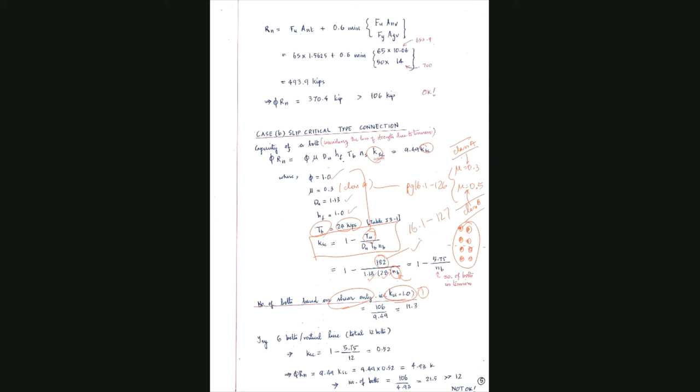So the number of bolts can thus be calculated using this equation, which is basically dividing the shear VU over the capacity of the slip critical type of connection, VRN, and you get 11.3, which can be rounded to 12 bolts. So you can say that we can start off with 6 bolts per vertical line. So you get a total of 12 bolts. That is, you have 6 bolts per vertical line. Therefore you can calculate the value.